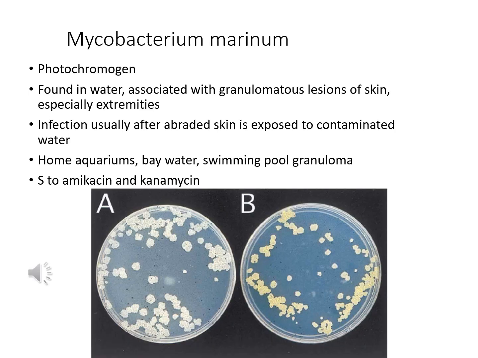Mycobacterium marinum, this is a photochromogen, so pigment is only going to happen when it's exposed to the light. It is found in water. It is associated with granulomatous lesions of the skin, especially in the extremities. So think of swimming in the lake, you scrape your foot on a rock that's underwater, that type of thing. So your infection is usually after abraded skin is exposed to that contaminated water. However, risk can be seen in home aquariums, bay water, and swimming pools. Mycobacterium marinum is susceptible to amikacin and kanamycin.